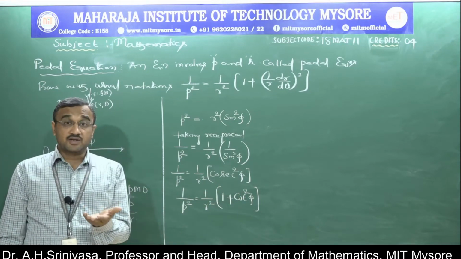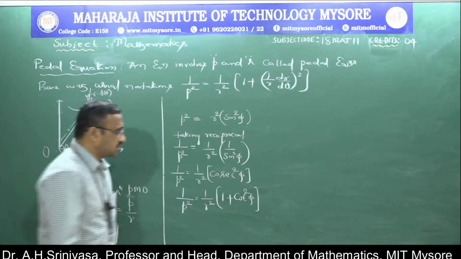We know the formula for the length of the perpendicular from pole to tangent. What is that formula?